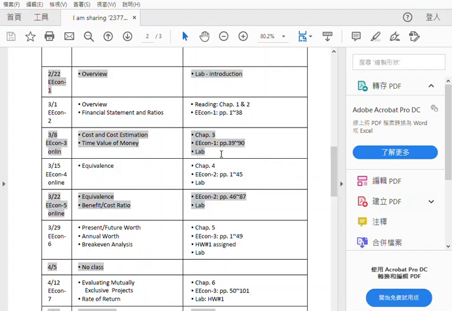Okay. And these topics are just topics from the PPT or from the textbook. These are the key topics. The financial statement may not be that relevant to engineering economics, but it's used a lot for accounting or for finance. Cost and cost estimation, particularly for engineers.